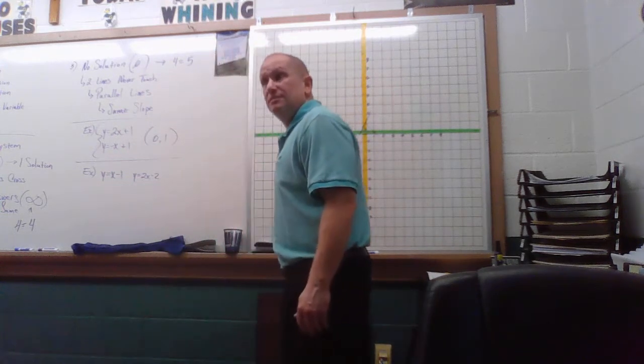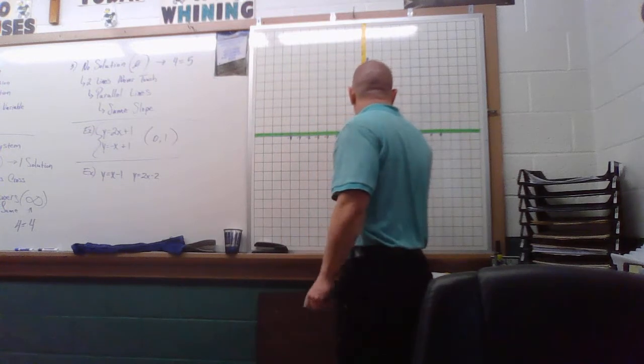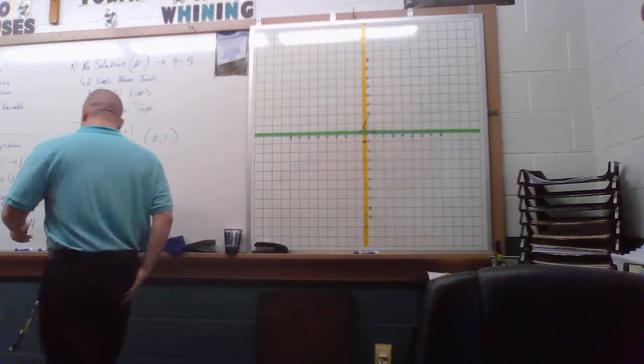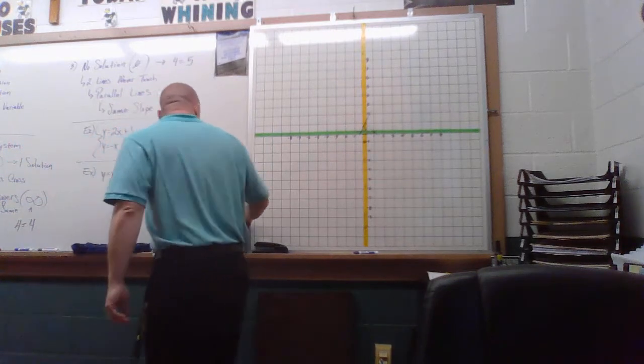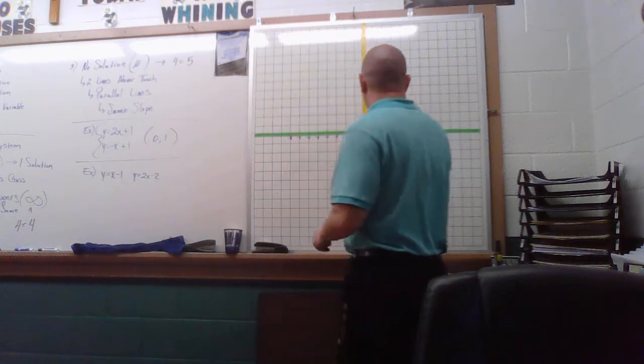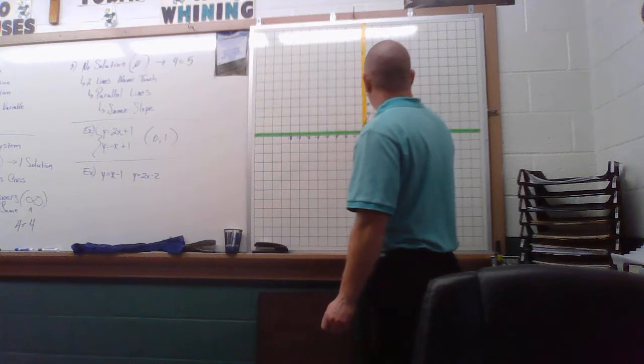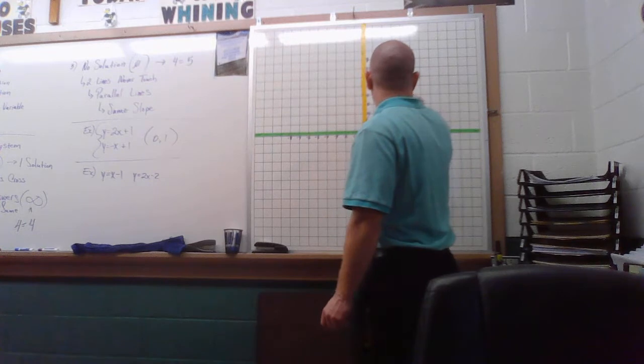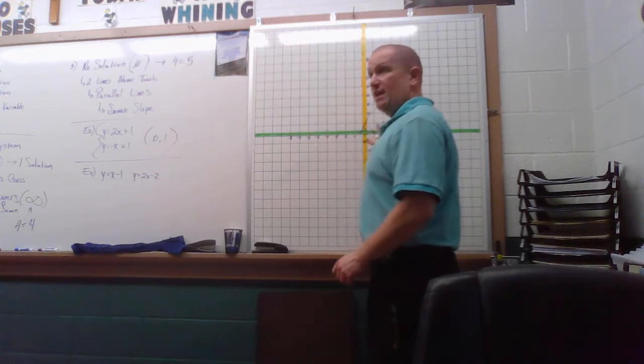How do I graph it? Down 1. Down 1, then what? Up 1 to the right 1, up 1 to the right 1. Or, remember, I can always do what? Any number over itself. So I could do 2 over 2, and this is the same thing, right? And then I'm going to go up 2 over 2. Everybody agree with that? Yep.